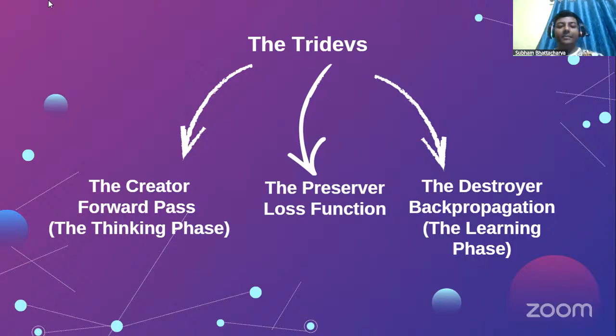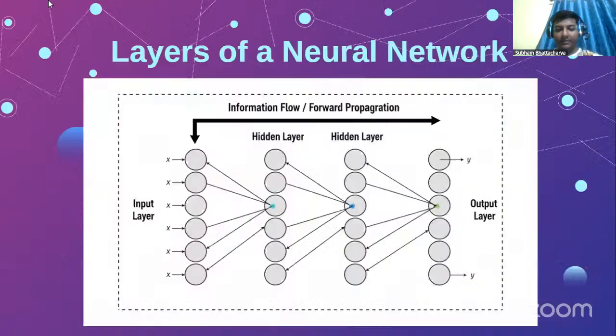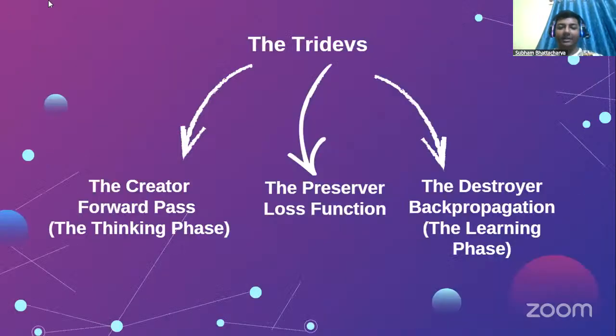Second is the preserver, or the loss function. While we are performing a function, we may get a problem or a loss over something. We detect that, and that is the work of the loss function, or the preserver. The destroyer is the back propagation. This is the learning phase, where we go back to the place where we made the error and train the model again, and in this way it forms a continuous cycle.